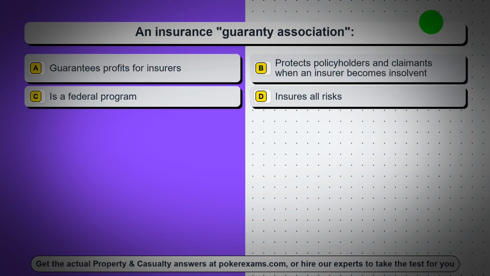Question 12. An insurance guarantee association: Option A guarantees profits for insurers. Option B protects policyholders and claimants when an insurer becomes insolvent. Option C is a federal program. Option D insures all risks.